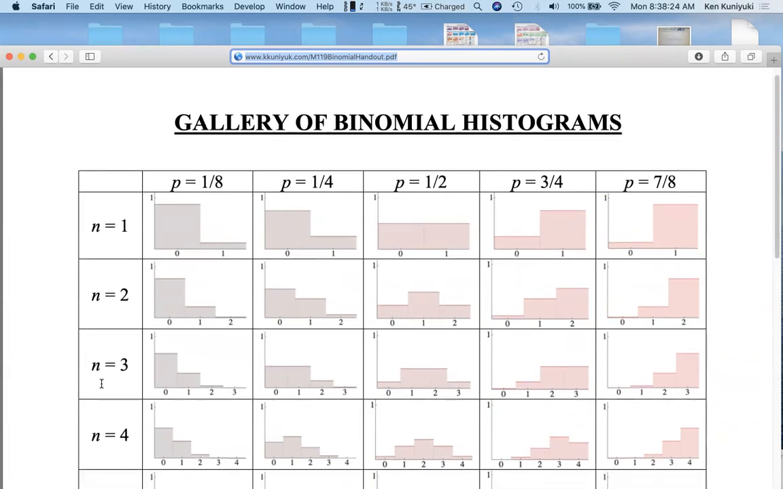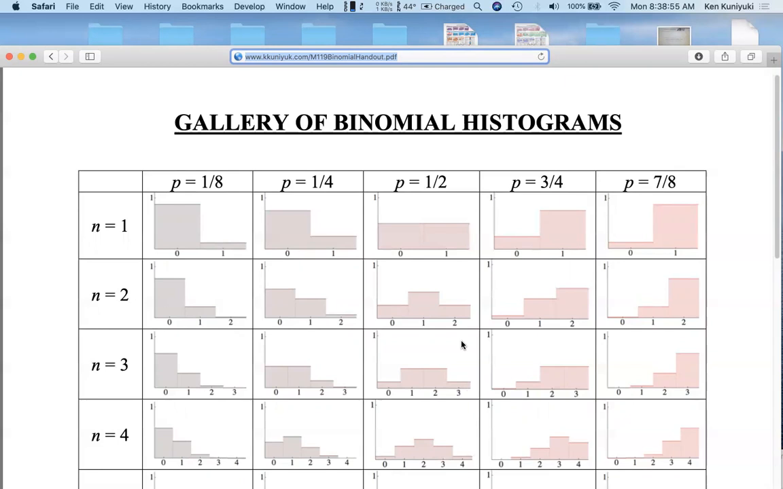You flip a fair coin 3 times. N equals 3 trials, p equals 1/2. The probability of no successes, no heads, is 1/8. The probability of 1 head is 3/8. The probability of 2 heads is 3/8. The probability of all 3 flips being heads is 1/8. Notice this is symmetric.